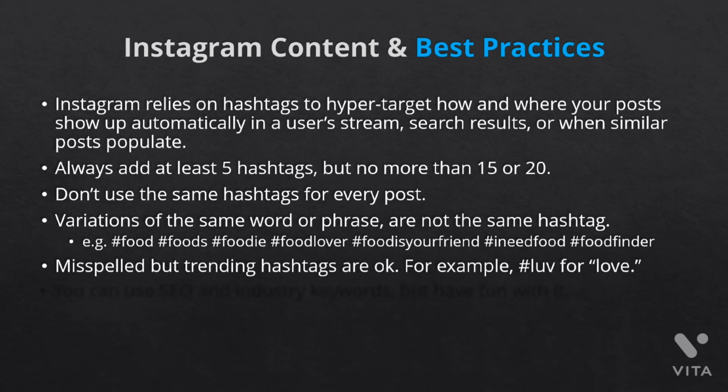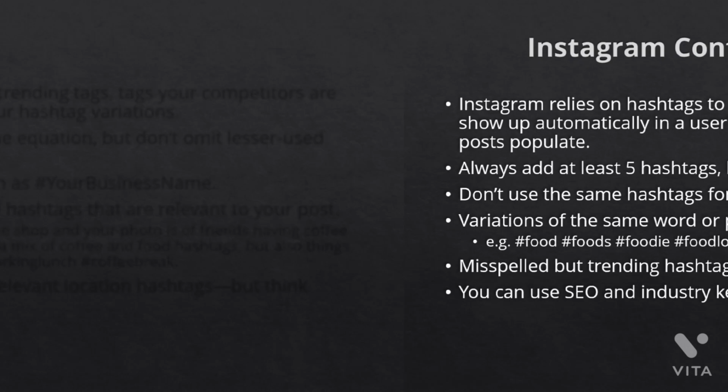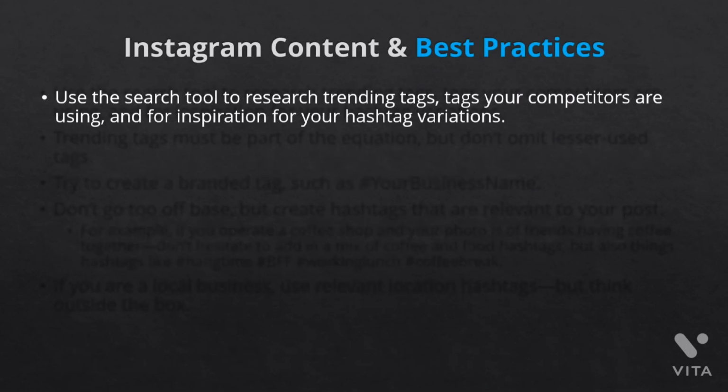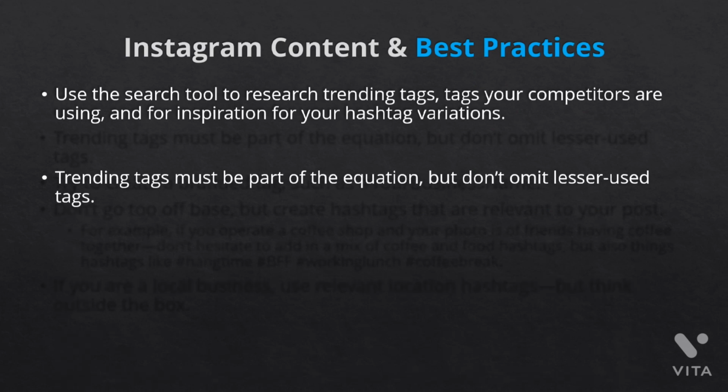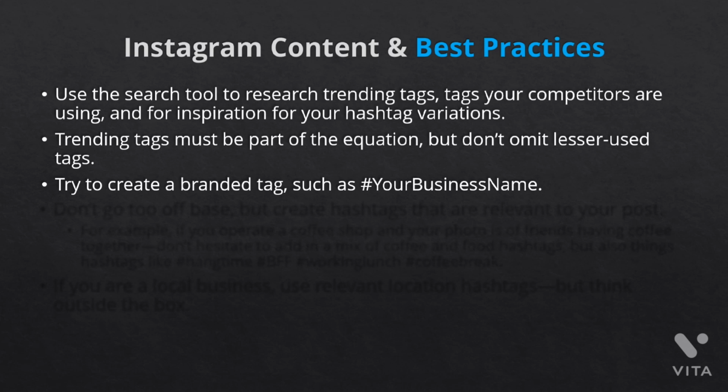You can use SEO and industry keywords, but have fun with it. Use the search tool to research trending tags your competitors are using, and for inspiration for your hashtag variations. Trending tags must be a part of the equation, but don't omit lesser used tags. Try to create a branded tag, such as hashtag your business name. Don't go too off base, but create hashtags that are relevant to your post.